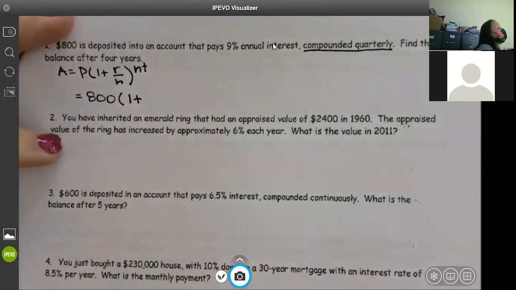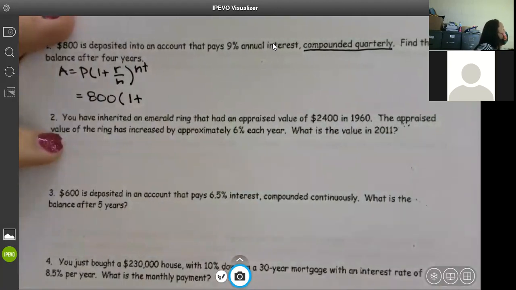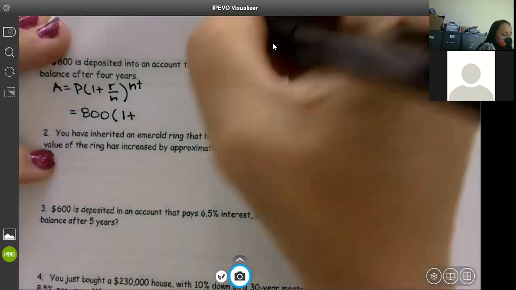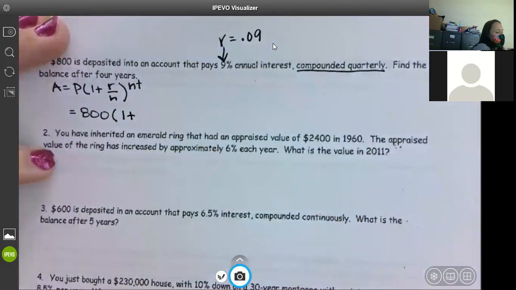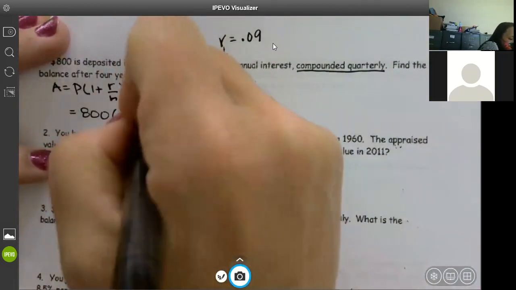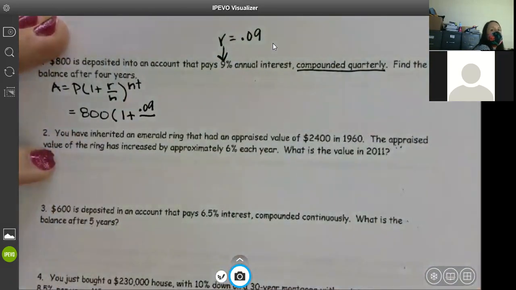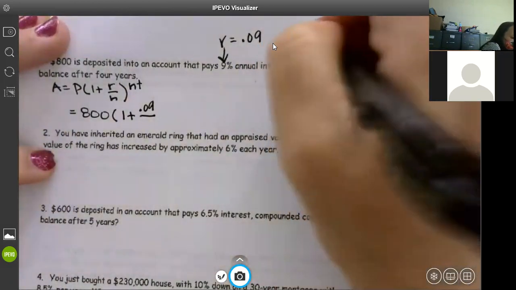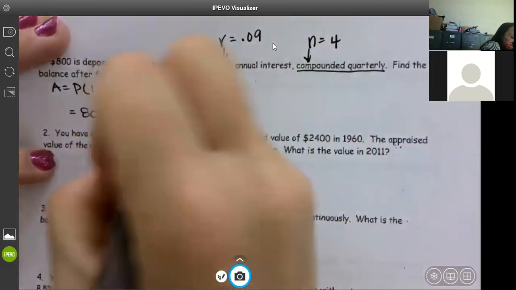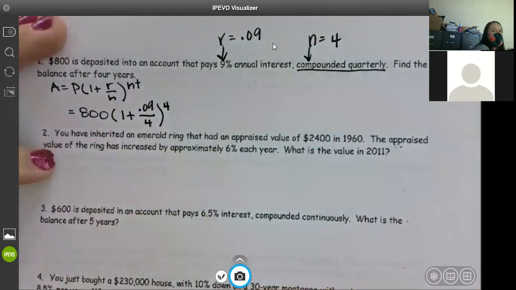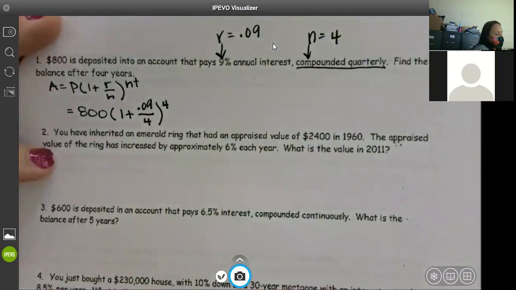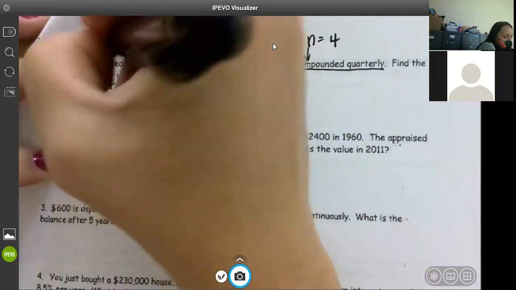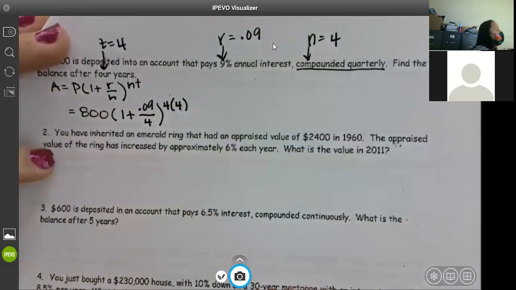What is our rate? We need to write our rate as a decimal and not a percent. So our R is 9%, which is 0.09. If we're compounding it quarterly, how many times a year? So that's where that comes from. Again, N is 4. How long are we doing this? 4 years. It says find the balance after 4 years. So that's what you got.